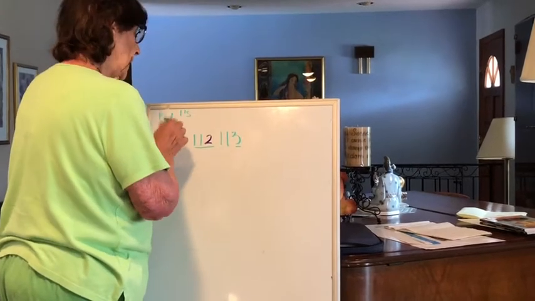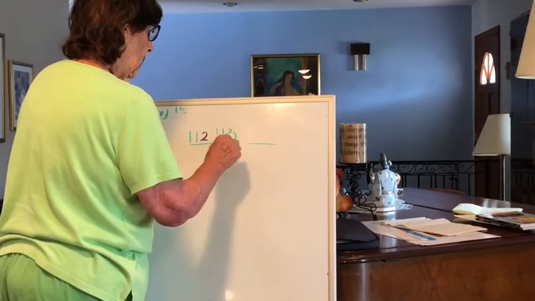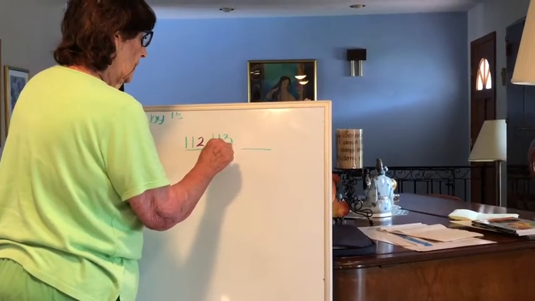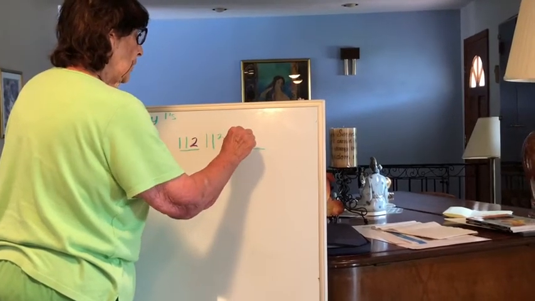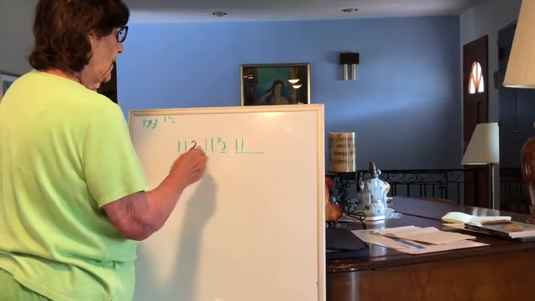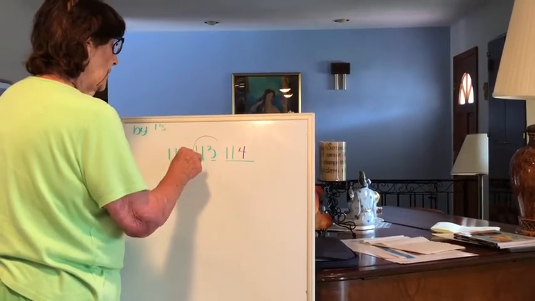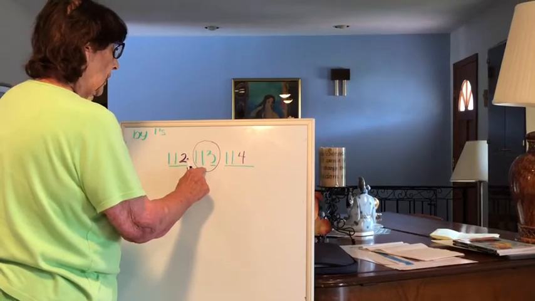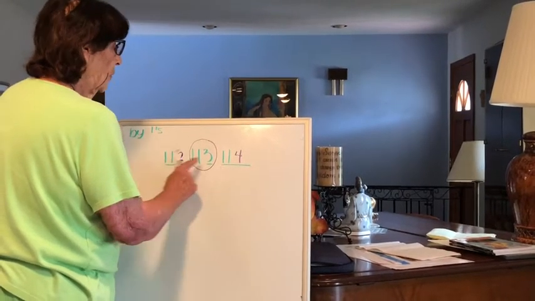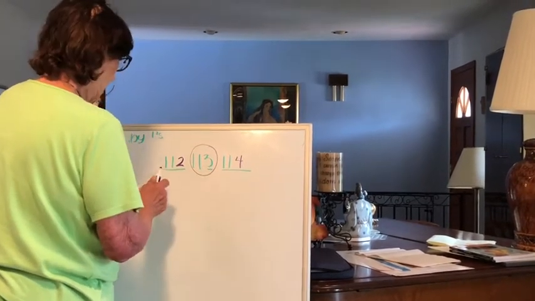All right. Now, we're only concerned about the ones column, so this stays the same. What number is one more than 3? 4. So this is in the middle. 113, 112 is before, 114 is one after.